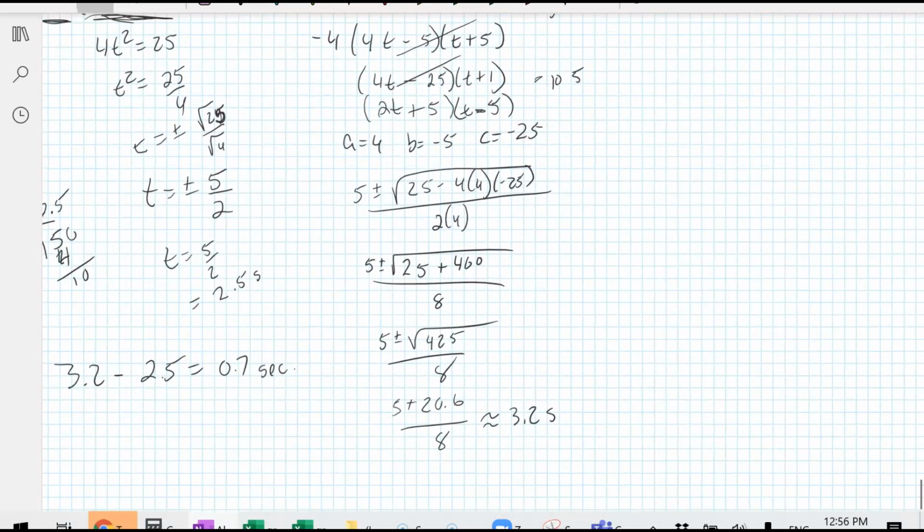All right, so right here, it turns out it was factorable, so I'm just going to use those. So 2t plus 5 equals 0, and t minus 5 equals 0. 2t equals negative 5. Again, we don't really care about the negative part. So t equals 5. What?